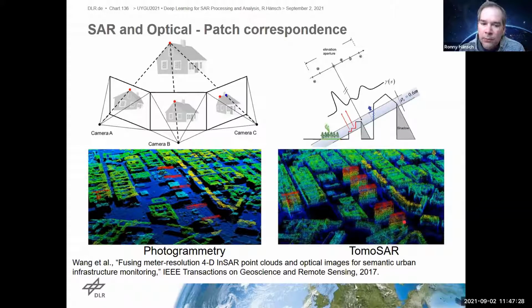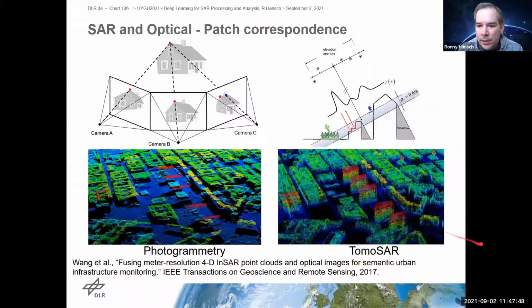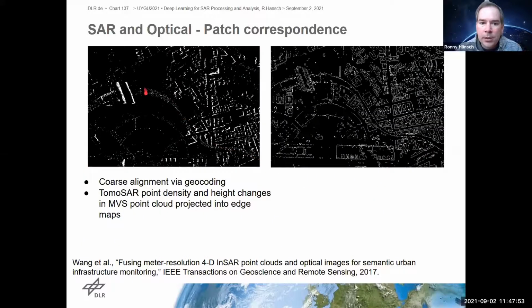Now they have 2 point clouds, one point cloud from photogrammetry and one point cloud from TomoSAR. And then they try to align those point clouds. The first thing is they have a rough geocoding, so the point clouds are more or less aligned. Then they project the TomoSAR point density to a 2D image, because the TomoSAR, as you can see here, is mostly seeing the facades. You have a side-looking architecture. So the point density is projected down towards the 2D plane. And for the multiview stereo point cloud, you produce edge maps where height is changing. So you have those 2 things.